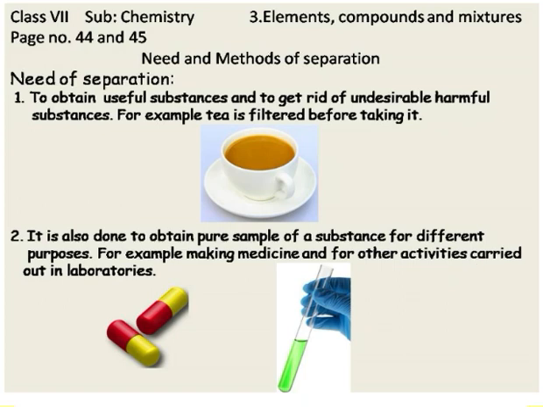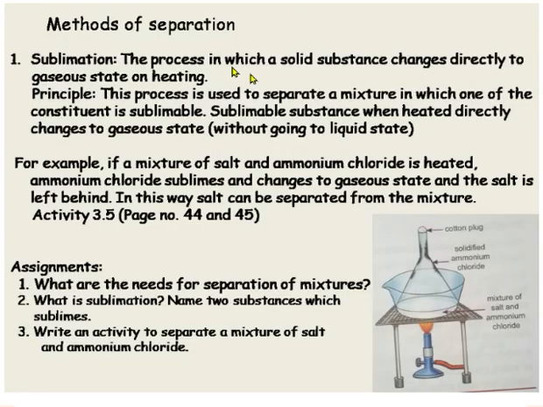Students, today we will also discuss about the methods of separation. One of the methods we will discuss today is sublimation. What is sublimation? The process in which a solid substance changes directly to the gaseous state on heating. This process is called sublimation. There are very few substances which show sublimation like ammonium chloride, camphor, naphthalene. So these are the substances which undergo sublimation.